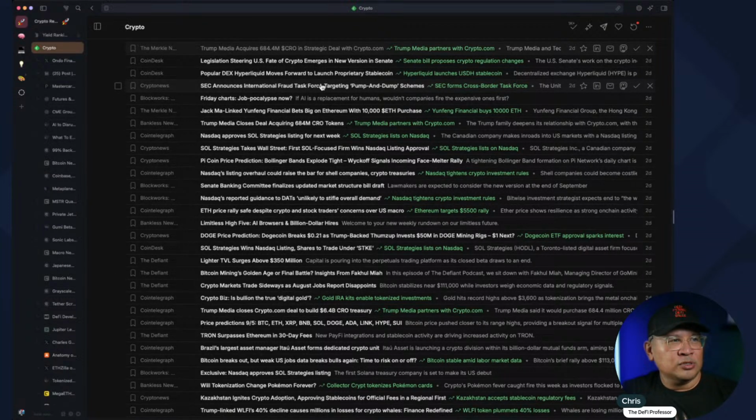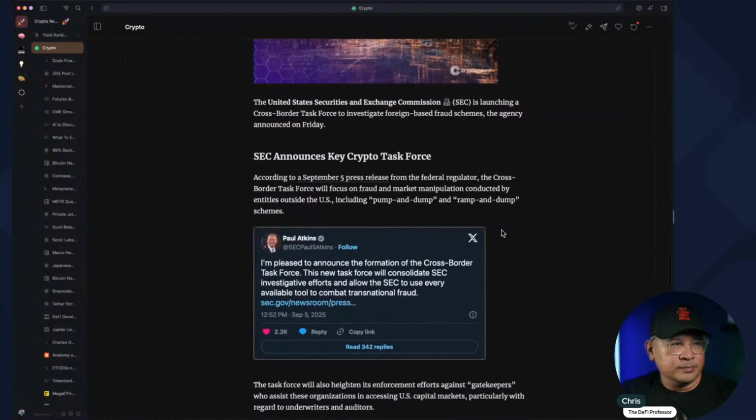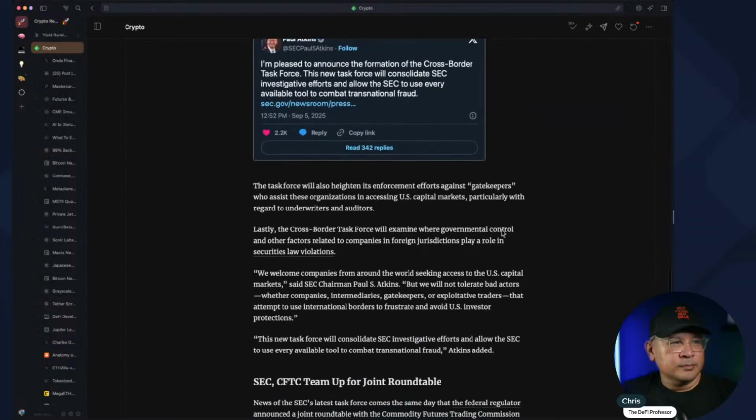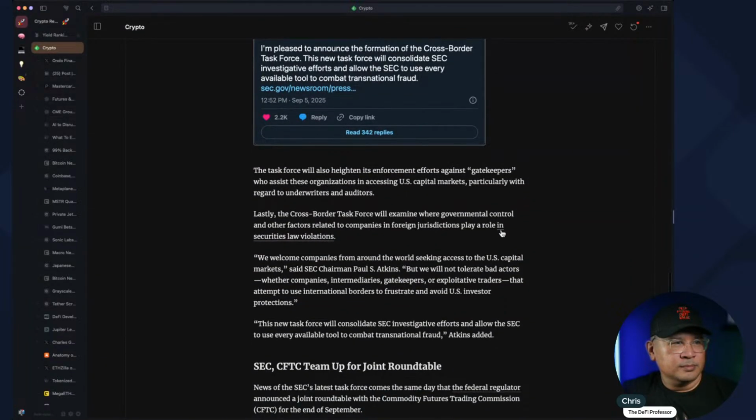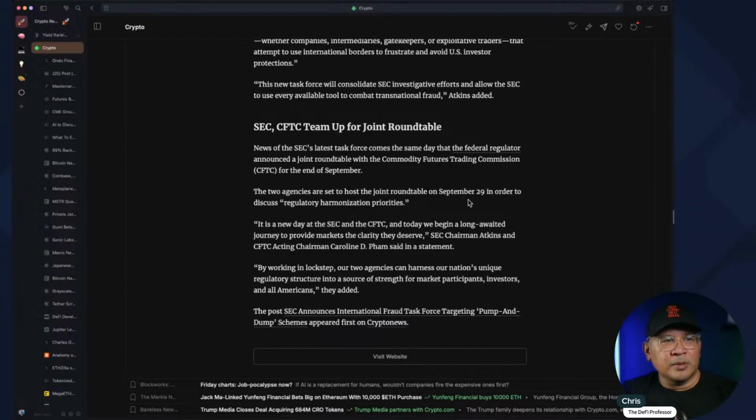SEC announces international fraud task force targeting pump and dump schemes. It's a cross-border task force, including pump and dump and ramp and dump schemes. So this is going to be big. September 29th, they're actually having a full roundtable on September 29th.